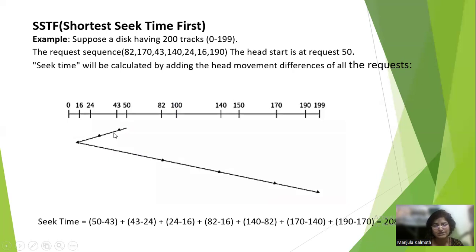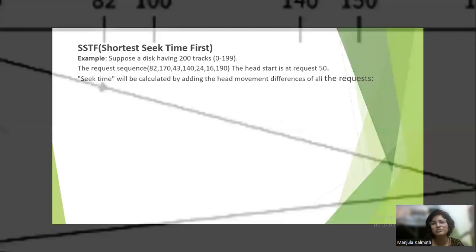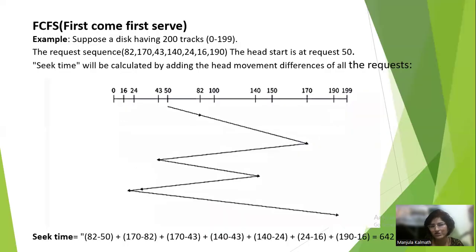So here we are calculating the distance of each and every service, and the sum of all these distances gives the total seek time. Here the total seek time is 208, which is very small compared to the previous algorithm, first come, first serve.